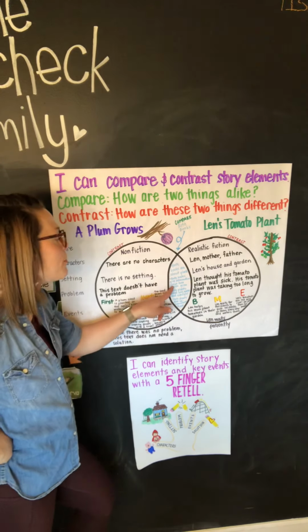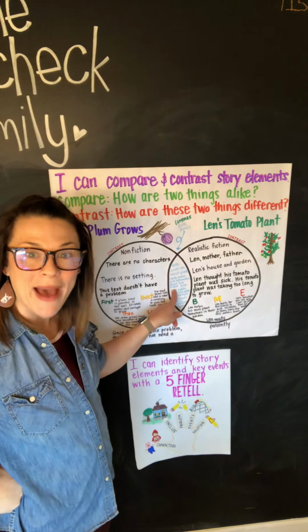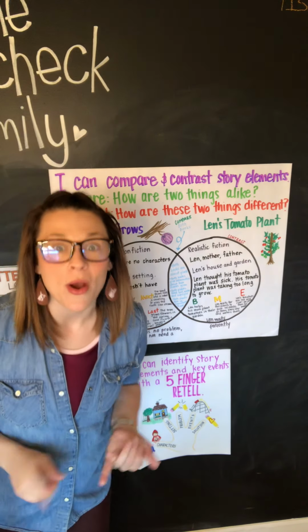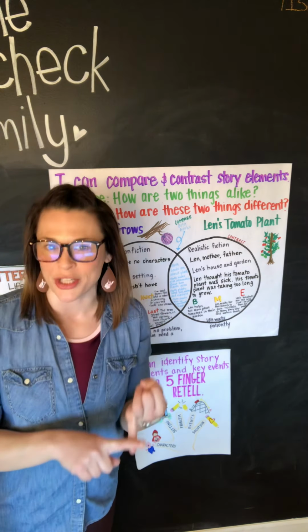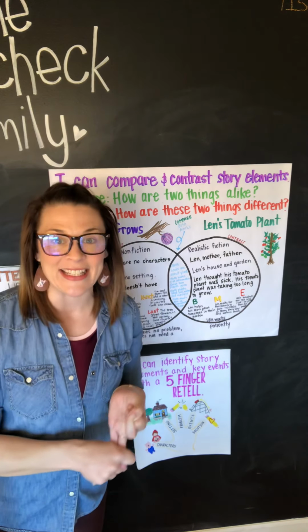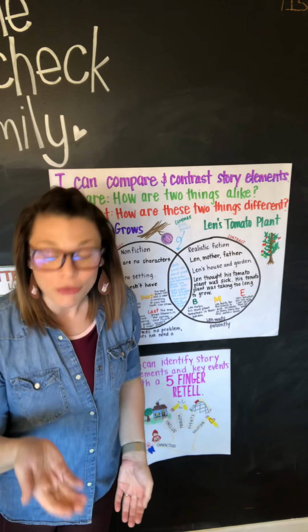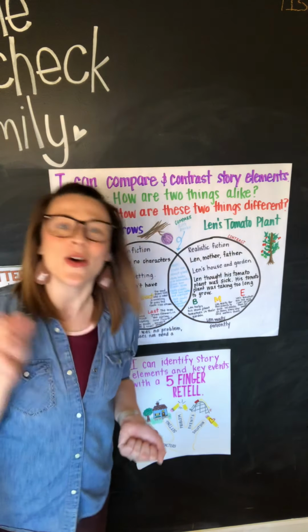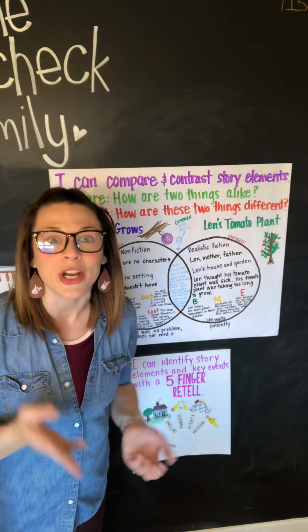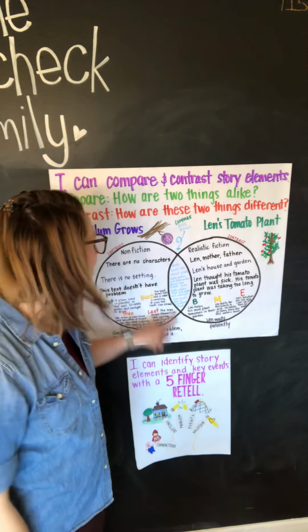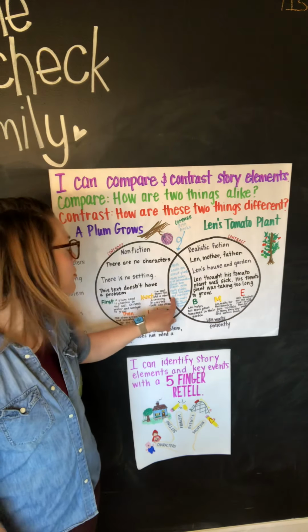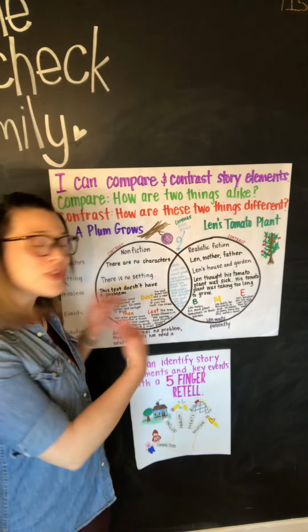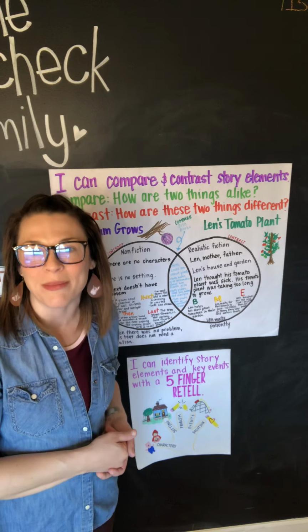Awesome. Both books also give me information about how plants grow. What do those plants need to grow? Well, in Len's Tomato Plant, he watered his plant every day. It needed sunlight to grow. And in A Plum Grows, we learned that those little plum seeds need soil, they need sunlight, and they need water. Both tomato plants and plum plants need those same things to grow. So I wrote that. And both plants give us something to eat. Just the way we learned the information was a little bit different.